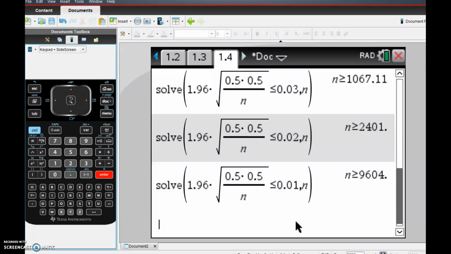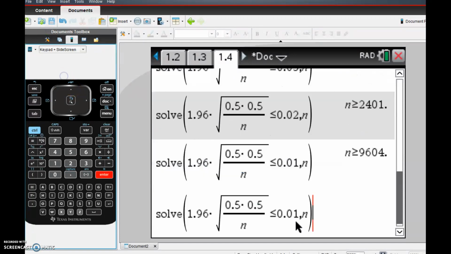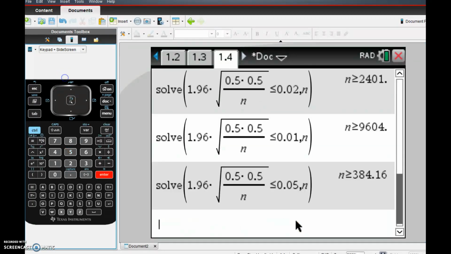Almost need to survey 10,000 people. So 3% error, they said, is kind of good enough. And we could go the other way if you were interested. What about a 5% margin of error? That's a pretty big margin of error. If you do that, you'd only have to survey like 385 people.